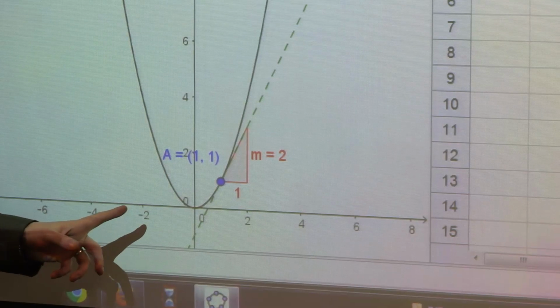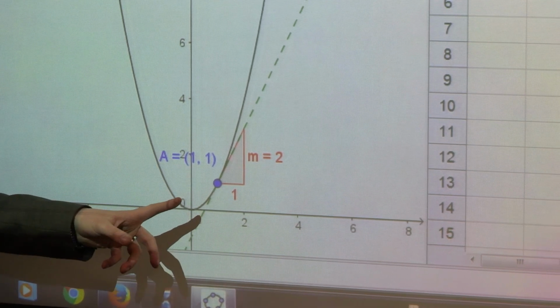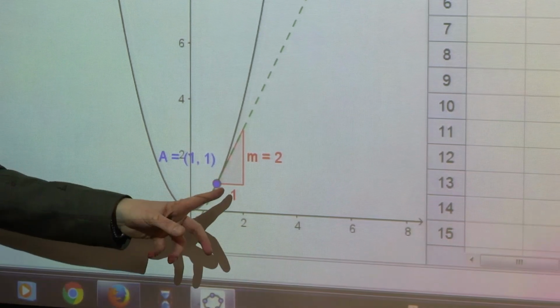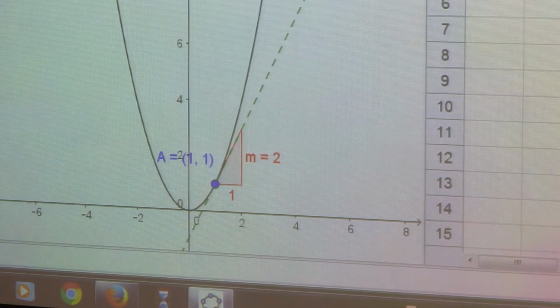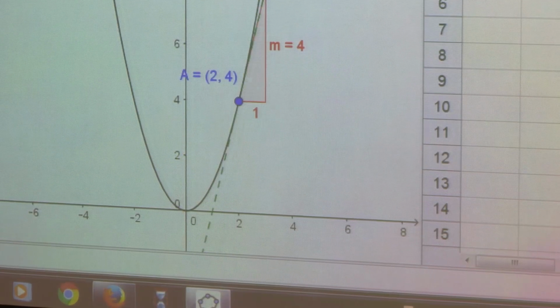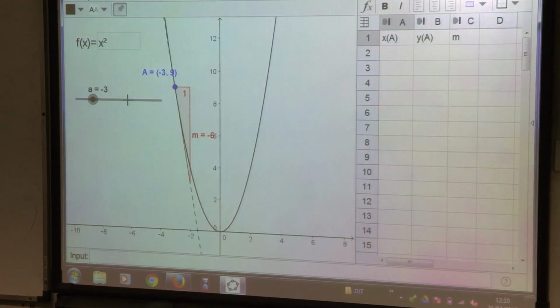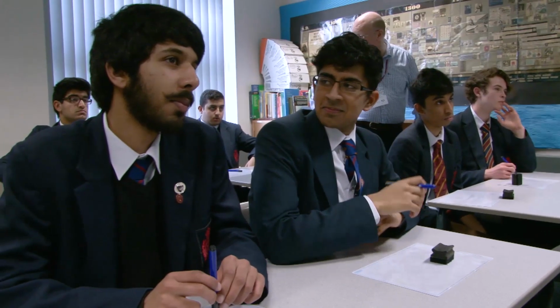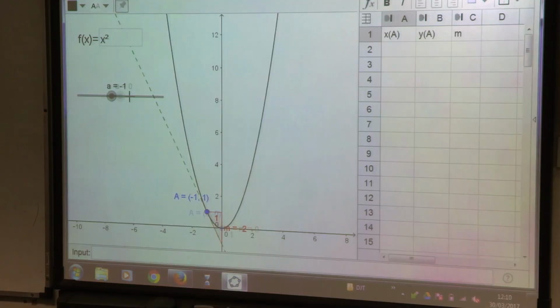So here I've drawn a tangent to the curve y equals x squared. I've drawn a tangent at a point, and I've measured a gradient triangle, base 1 going up 2. As I move this point, you can see that obviously the tangent to the curve slopes differently. Can you turn to the person next to you now and say as many different things as you can about how this is changing for different values of A?